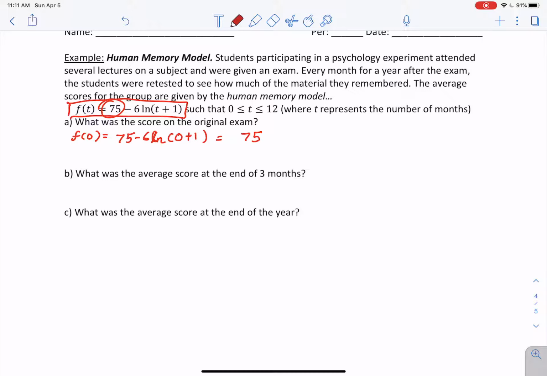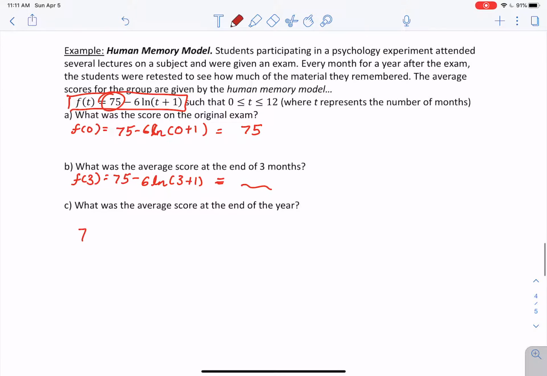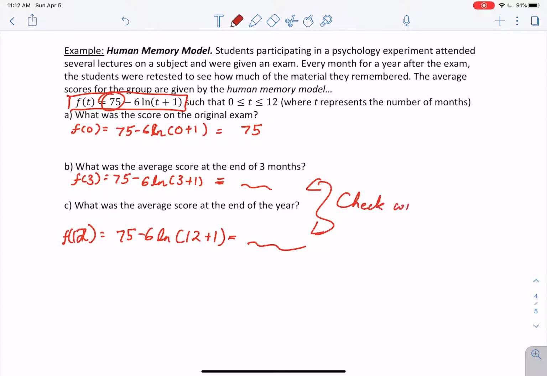At the end of 3 months, then we'll do f of 3. And you would type that in your calculator, get that number. And then at the end of the year, well, that would be after 12 months. So you do 75 minus 6 ln of 12 plus 1, and you type that in your calculator and check the value.